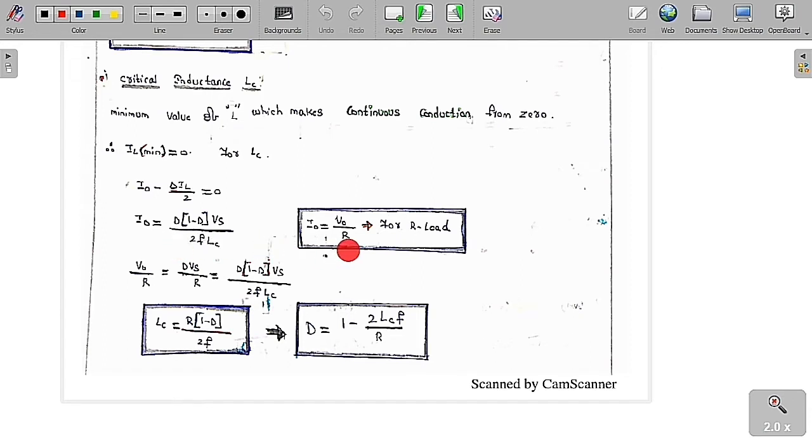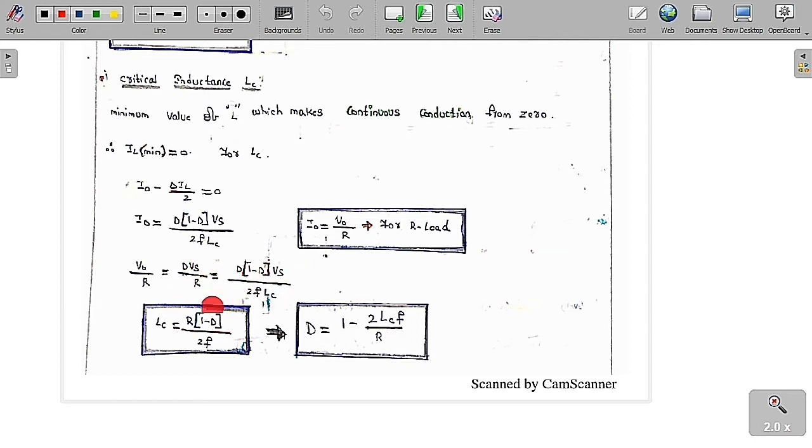So I am going to assume the load is a pure resistive load. So I naught is equal to V naught by R. As the load can even be a very inductive load, V naught average is equal to I naught average into R. So therefore I naught is equal to V naught average by R. So for R load, V naught by R, where V naught is equal to D into Vs, is equal to this equation, D into (1 minus D) Vs by 2FLc. So if you solve, Vs cancels, D cancels.